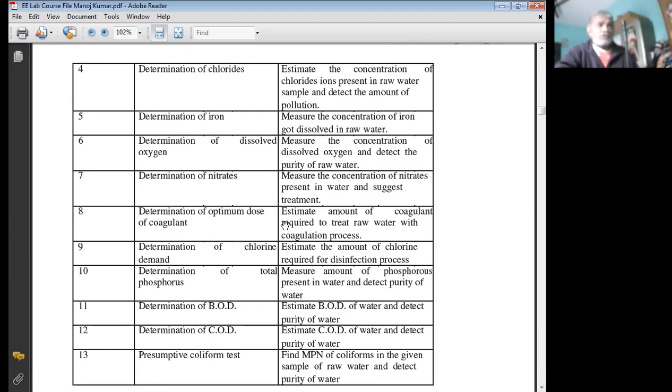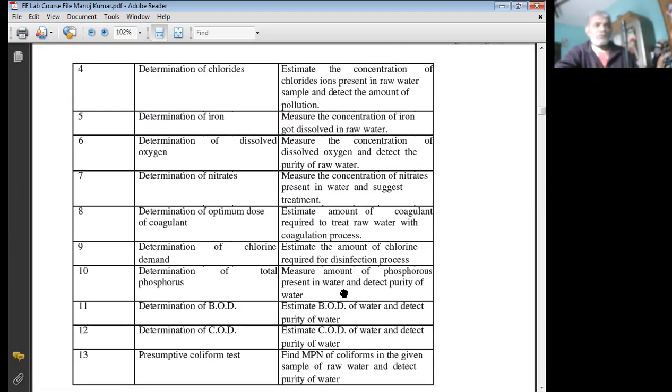Determination of the optimum dose of the coagulant. Estimate the amount of the coagulant required to treat raw water with the coagulation process. Determination of the chlorine demand. Estimate the amount of the chlorine required for the disinfection process.